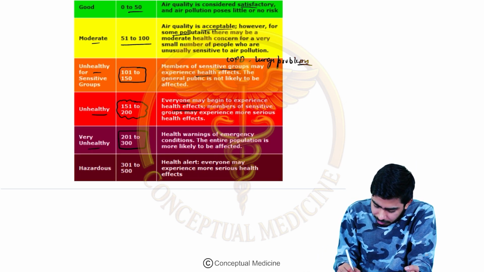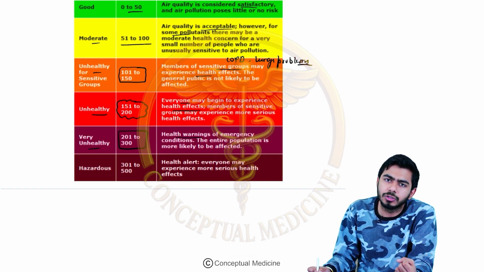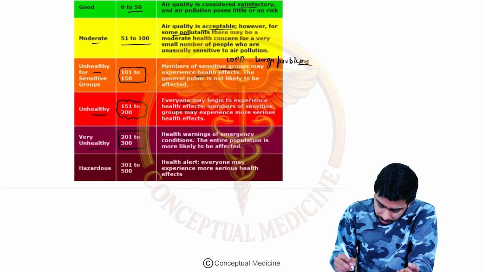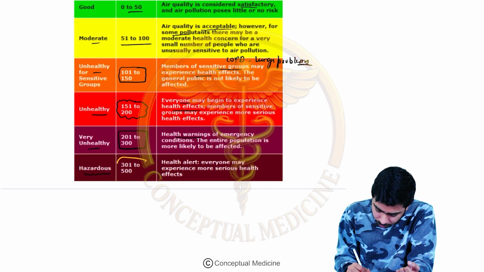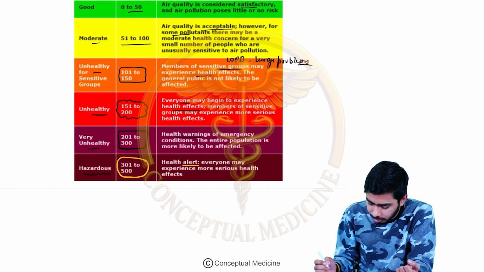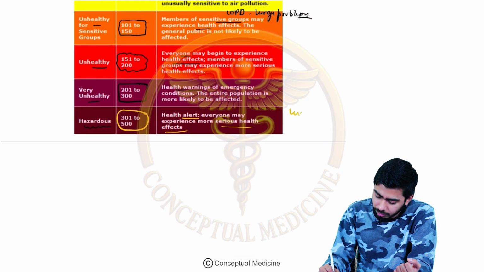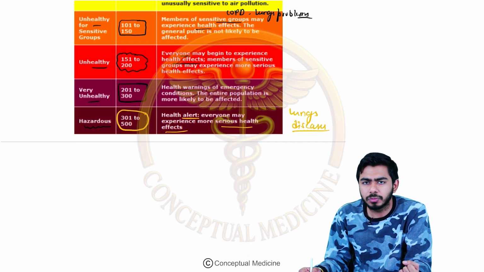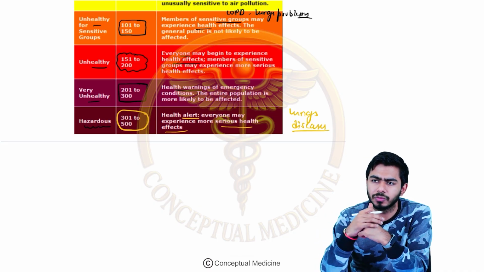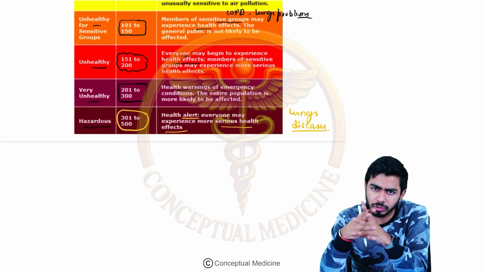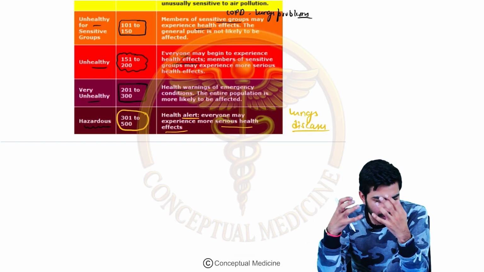Very unhealthy is a kind of health warning for an emergency, as people might be inhaling toxic air. The next one is hazardous air, 301 to 500. It is lethal air. This is a health alert, and everyone may experience serious health effects. These people might suffer from lung diseases in the coming time, as they might be inhaling so much toxic air. We have already talked about how it can be a mixture of sulfur dioxide, carbon dioxide, and other kinds of gases.